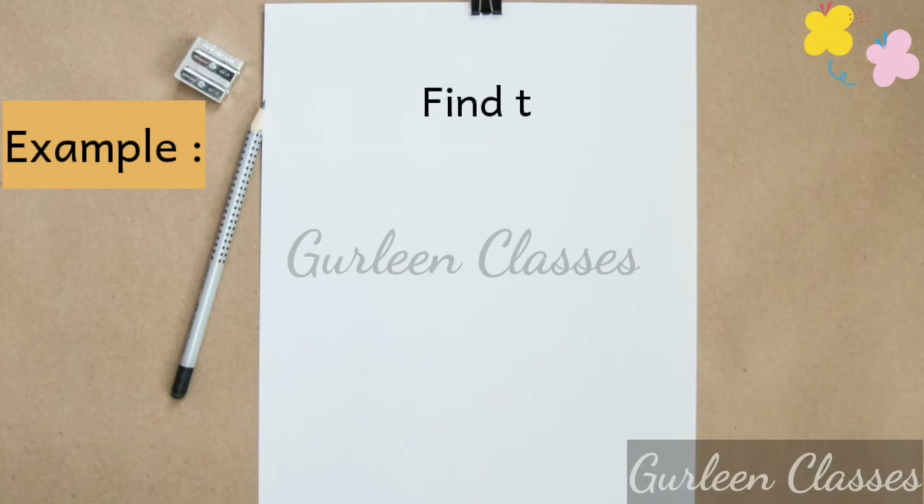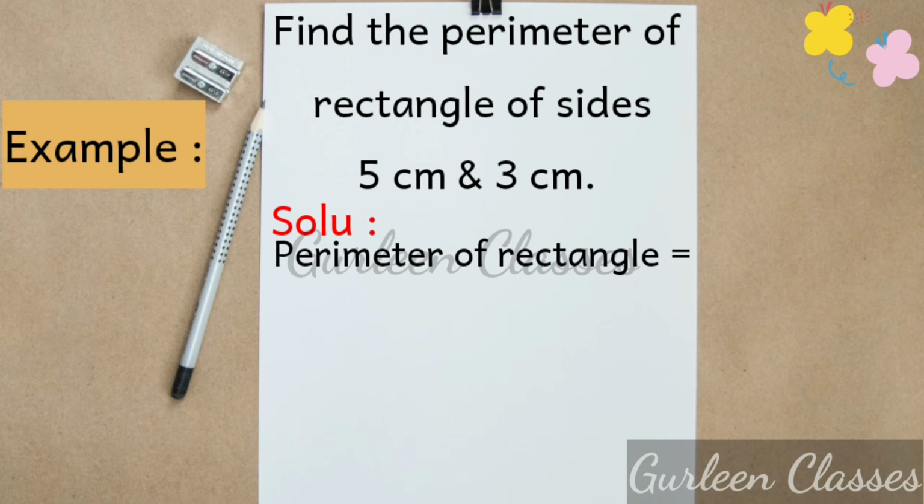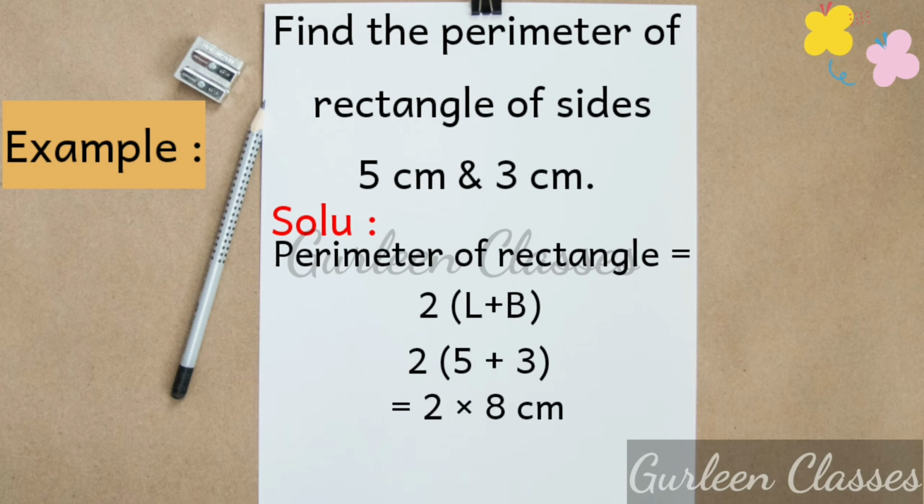Example, find the perimeter of a rectangle of sides 3 cm and 5 cm. So solution, we know that perimeter of a rectangle is equal to 2 into L plus B. So 2 into 5 plus 3 is equal to 2 into 8 cm. That is equal to 16 cm. So perimeter of the rectangle is 16 cm.